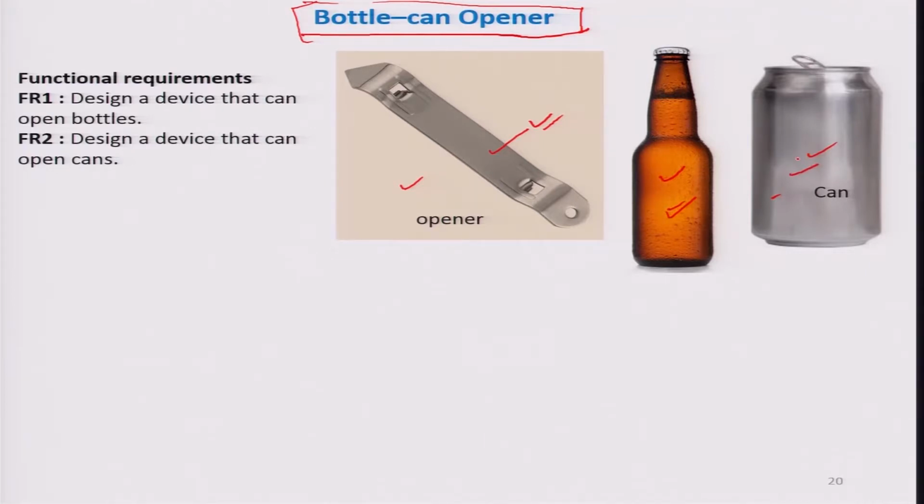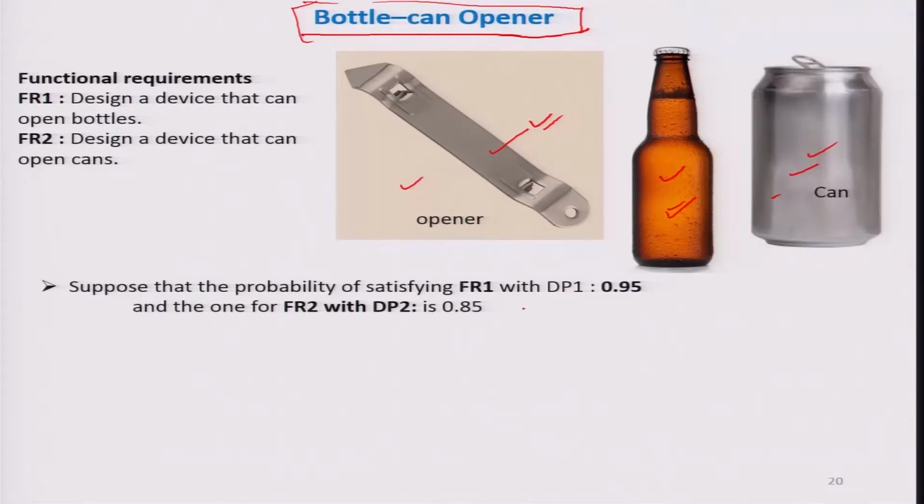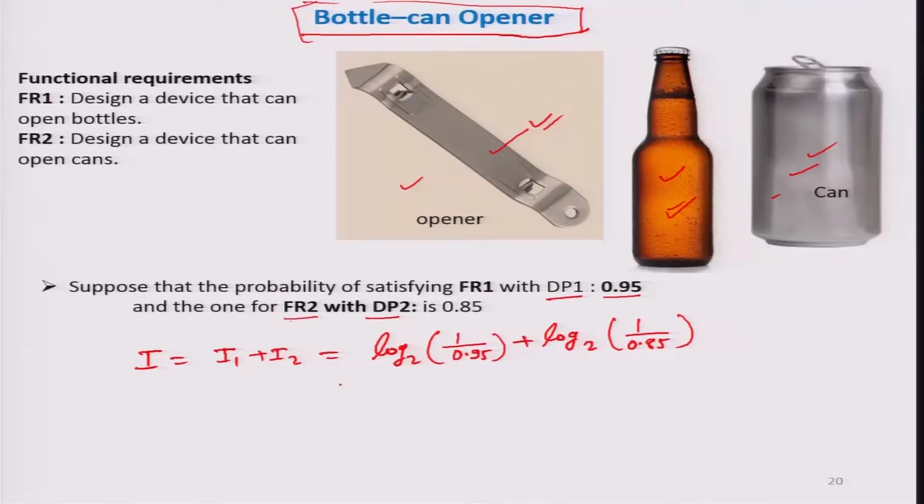Suppose the probability of satisfying functional requirement 1 with DP1 is 0.95, and the one for FR2 with design parameter DP2 is 0.85. Then how will you calculate the information content? It will be I1 plus I2, and we know that I is equal to log base 2 of 1 divided by the corresponding probability. So we take log 2 of 1 divided by 0.95, plus log 2 of 1 divided by 0.85. If you solve it, what will happen? 0.0739 plus 0.2345.